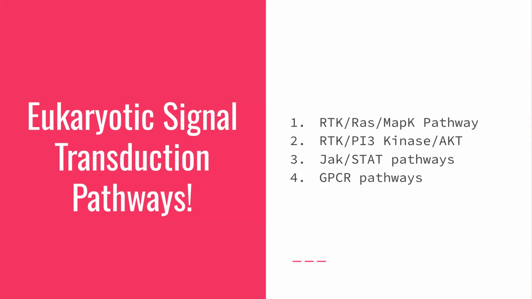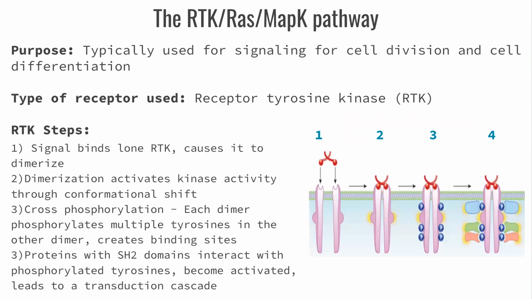Okay, so now we're going to get into different examples of eukaryotic signal transduction pathways. The first one is the RTK RAS-MAPK pathway. The purpose of this pathway is to signal for cell division and differentiation. The type of receptor used is a receptor tyrosine kinase, or RTK.